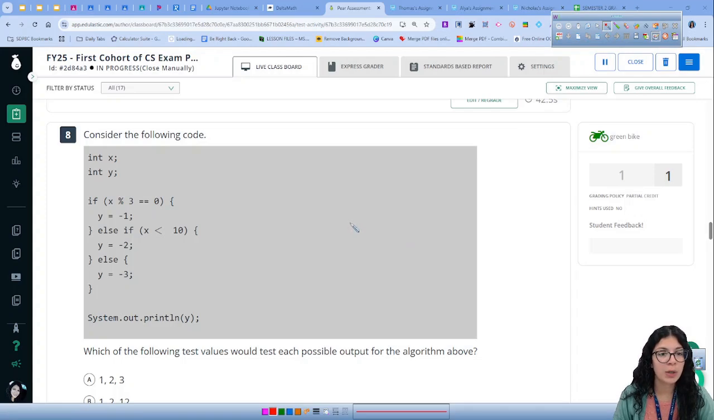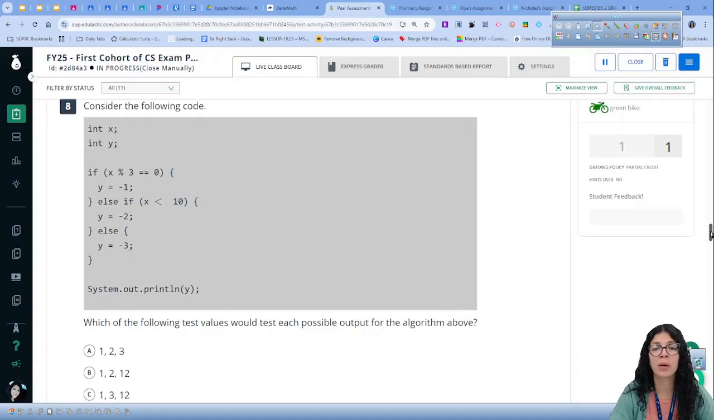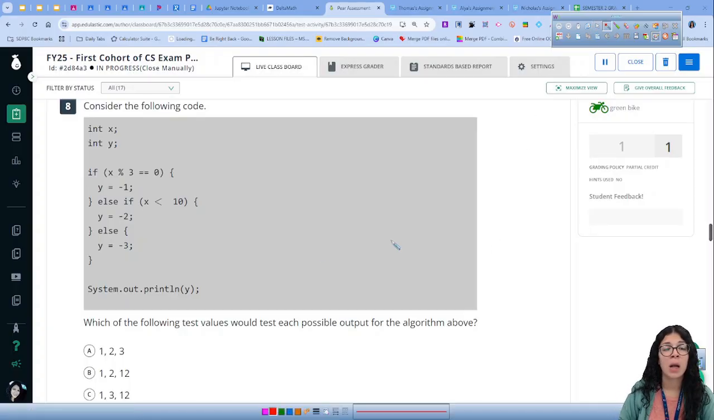All right, consider the following code. Which of the following test values would test all possible output for the algorithm above? Okay, so again with testing, we want to make sure that we test all possible cases.